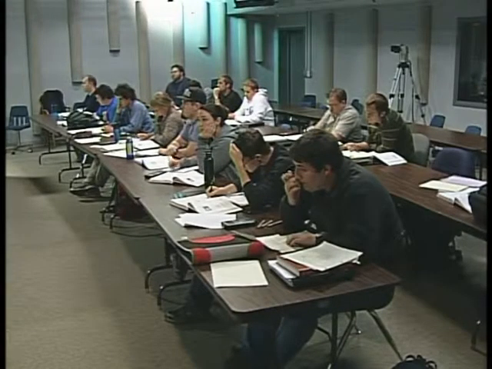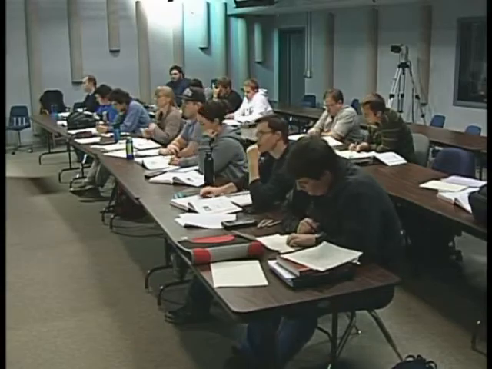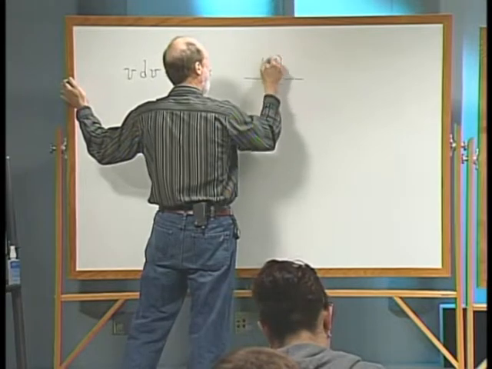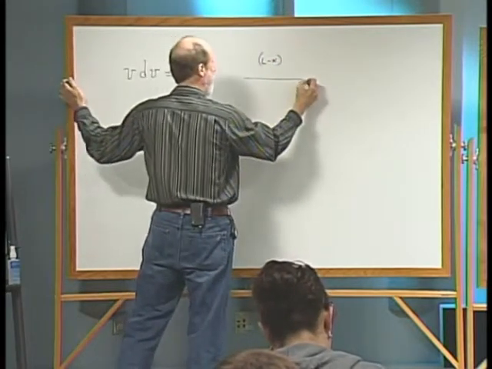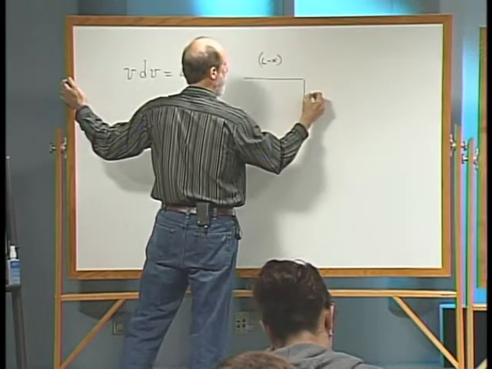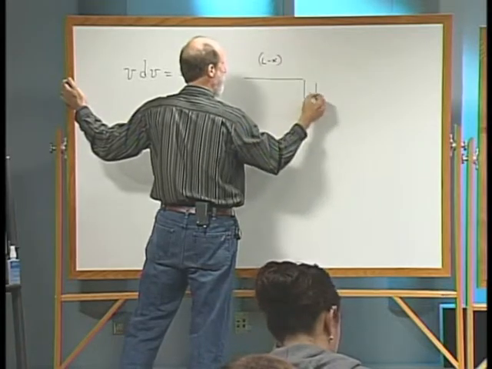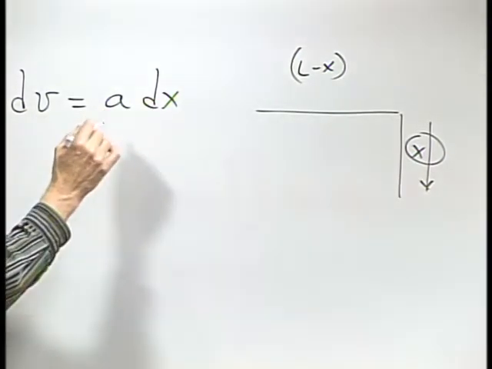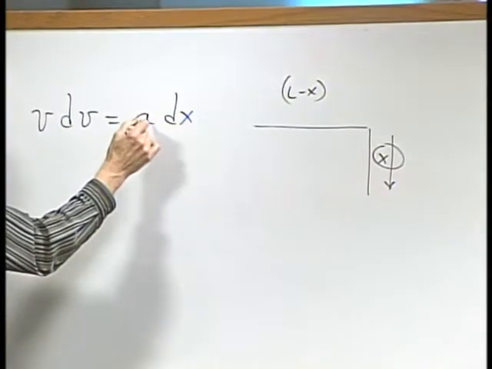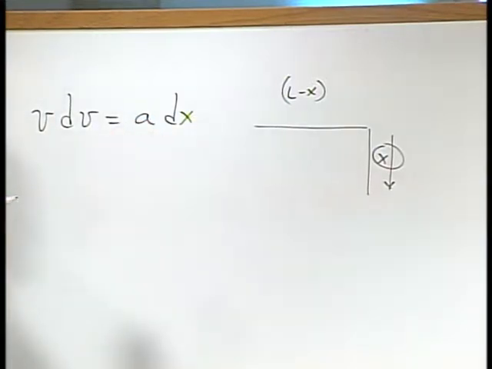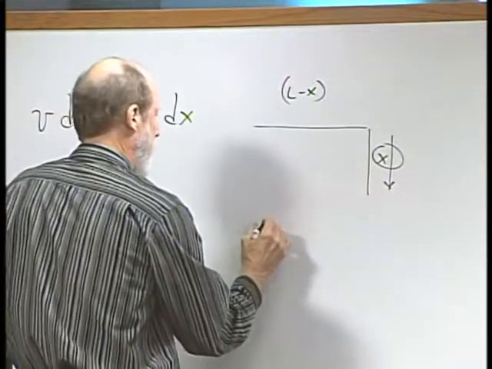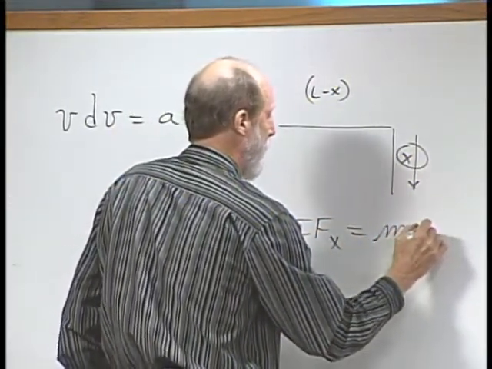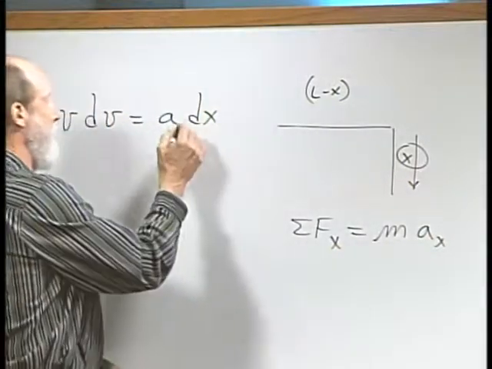So you're then going to use v dv equals a dx, where we now have L minus x of length on the rough surface, and the part hanging over the edge is length x. So what you need to do is to write an acceleration expression. You have to form an acceleration expression by writing the sum of forces in x equals the mass times the acceleration in that x direction.